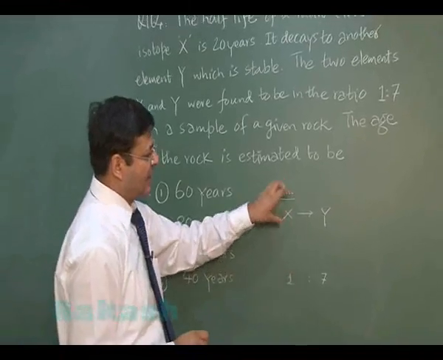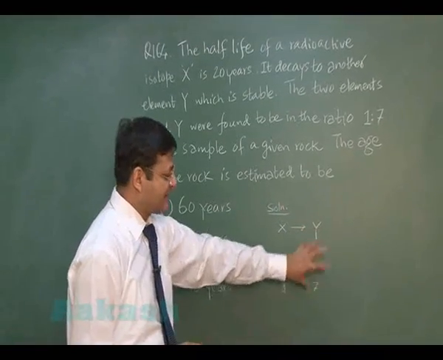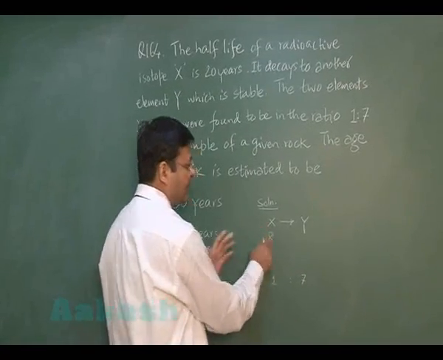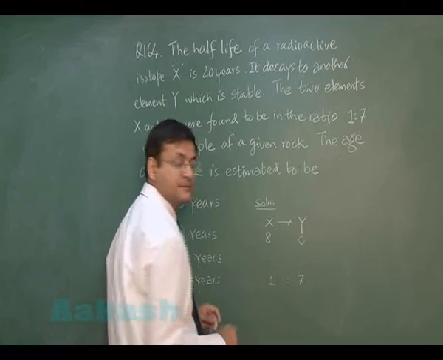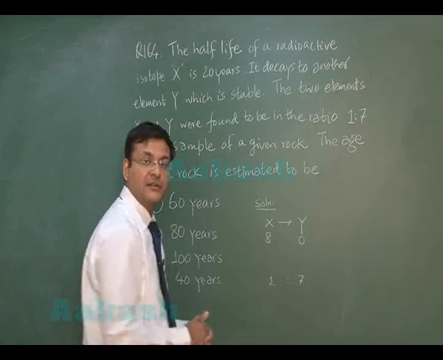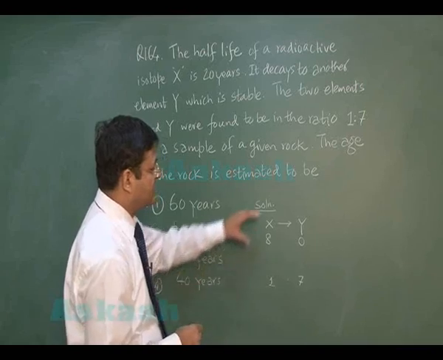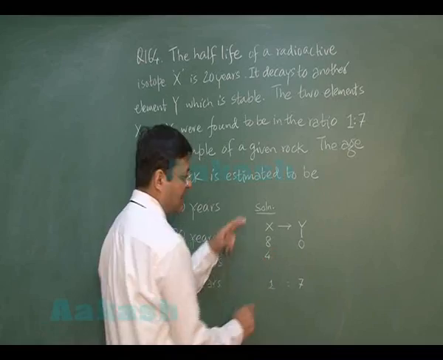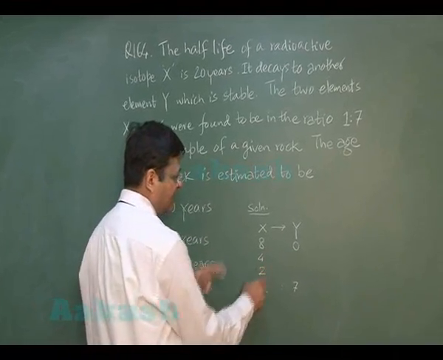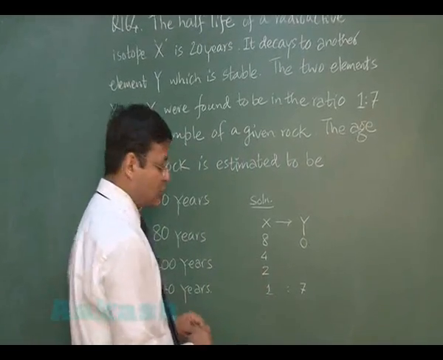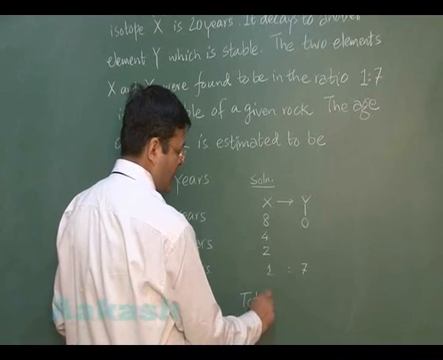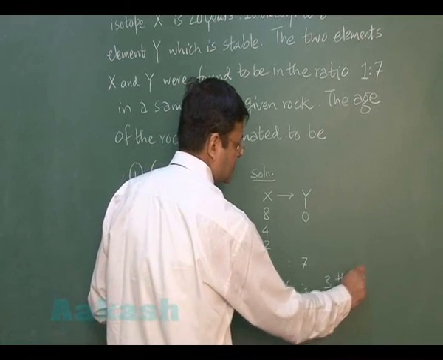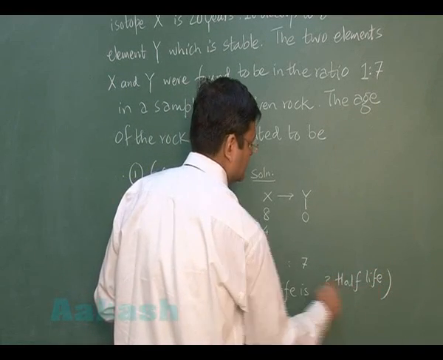Now when X is getting decayed into Y, whatever 7 parts of Y are there, initially if you see 7 plus 1, that is 8 parts, you had X and 0 part was Y. You understand? You add both of them, so that gives you the initial state. So initially X was 8, after one half-life it must have become 4, after another half-life it is 2, and after the next half-life it becomes 1. So the total life is 3 half-lives. You understand? This is the age.